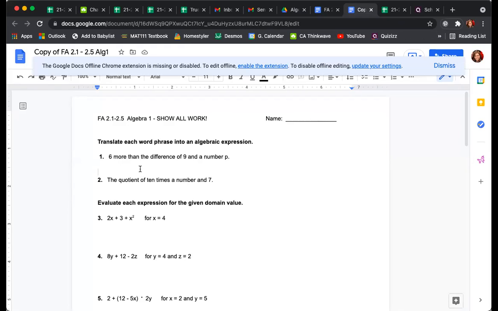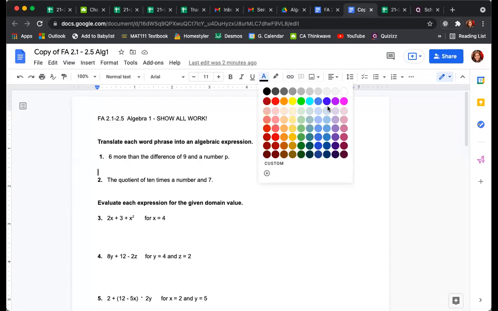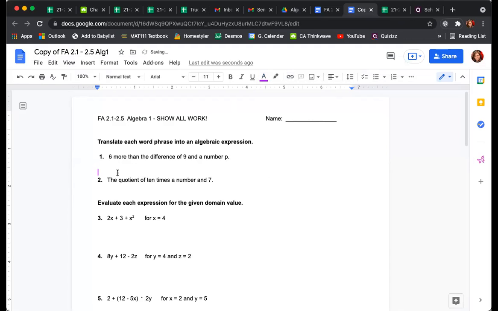For number 1 and 2, I think that we covered these in class, just with some different examples and practice. But just in case, let me change some font colors here. This first one will be 6 more than. More than implies addition. So 6 more than the difference of.